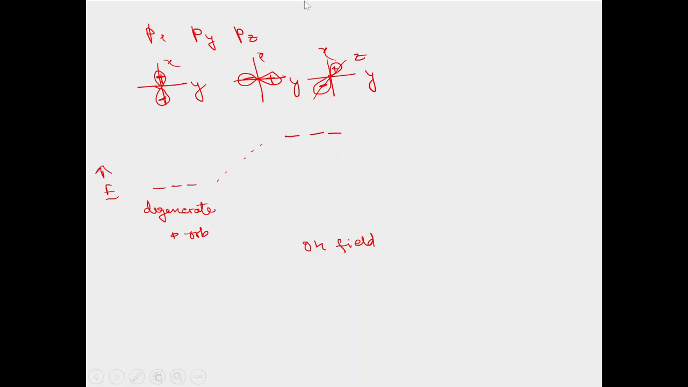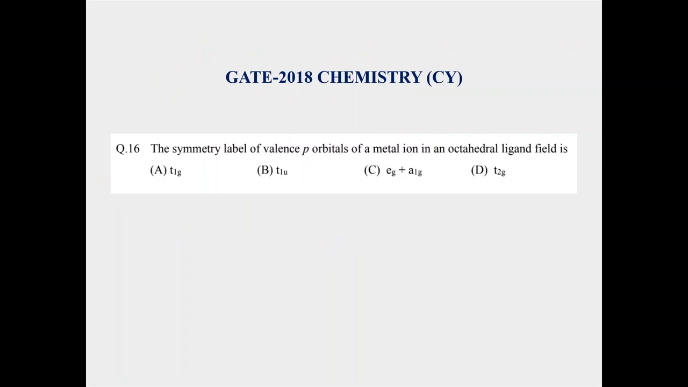Since all the 3 of them are present on the axis, it will be a triply degenerate one, right? Because for px, py, pz, in all the 3 cases the energy is increasing. So it is triply degenerate. From here we can first cancel out the eg and a1g options. Now we have 3 options remaining: T1g, T1u and T2g.